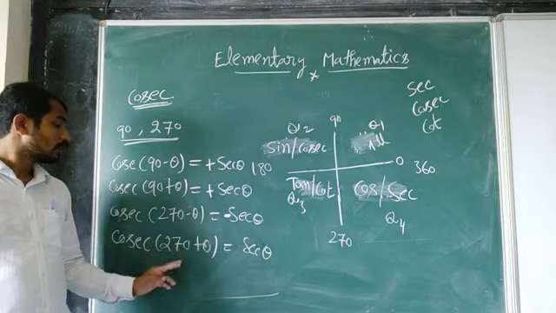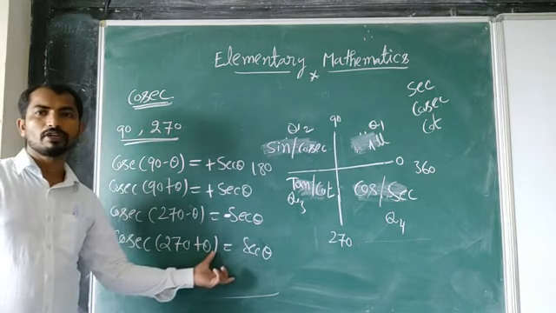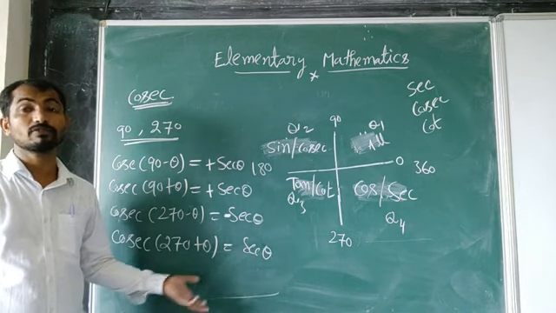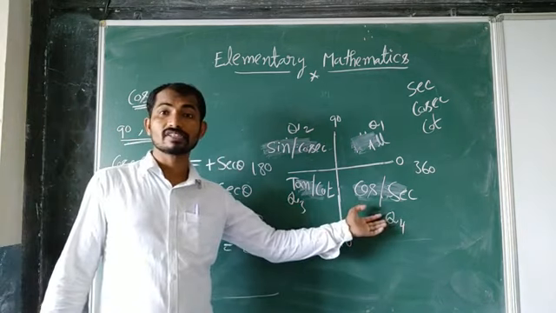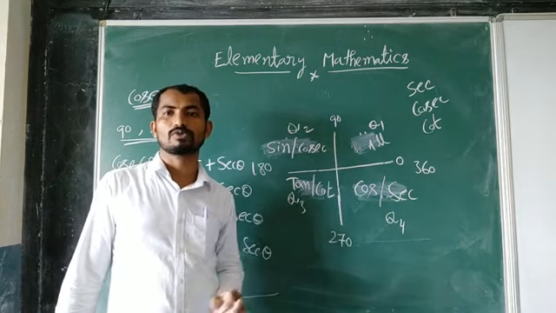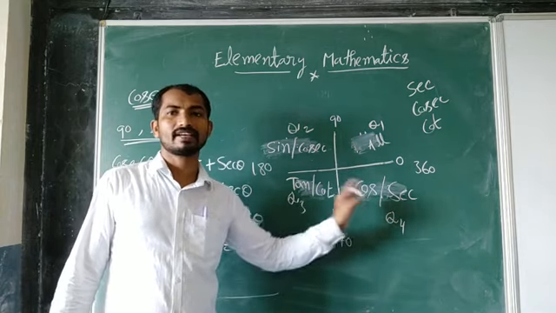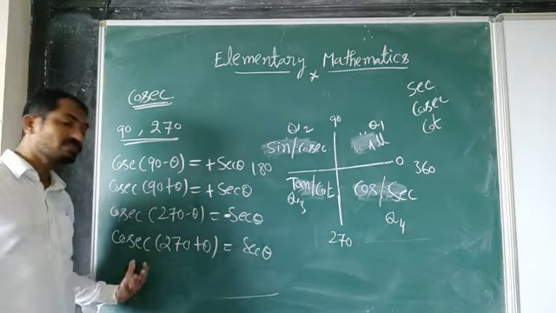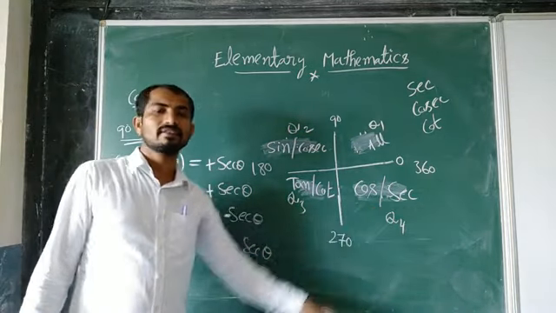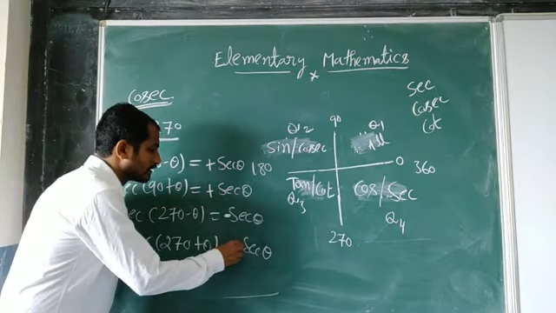Next, the last one is cosec(270 plus theta). 270 plus theta means it comes in the fourth quadrant. In the fourth quadrant, which functions are positive? Cos and its reciprocal sec are positive. But what is our base function? Cosec. So here cosec is not positive, which means it will be negative: minus sec theta.